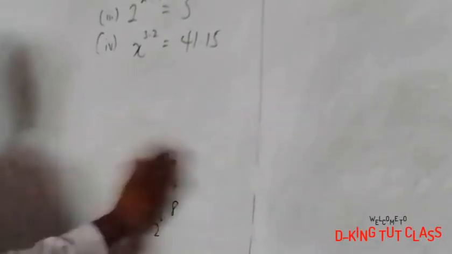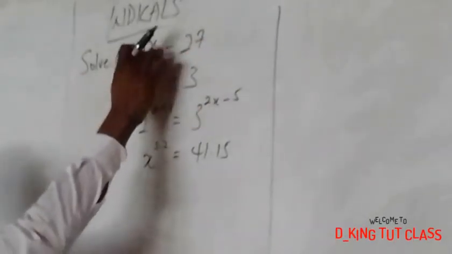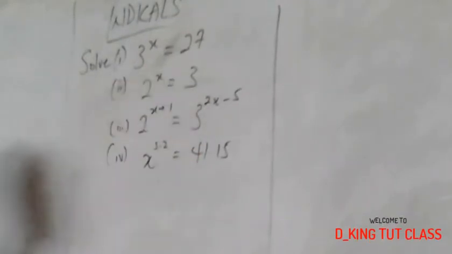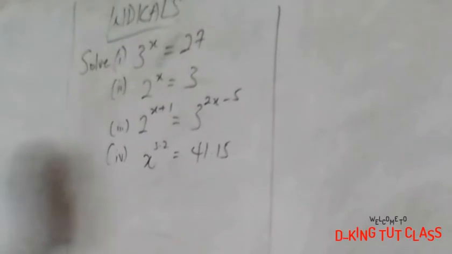But in this case, I cannot. If you observe well, for this I have 3 raised to power x, which is equal to 3 raised to power 3, I can get that. But for this, it is basically different, which in this case, I might have to apply logarithm to the equations.